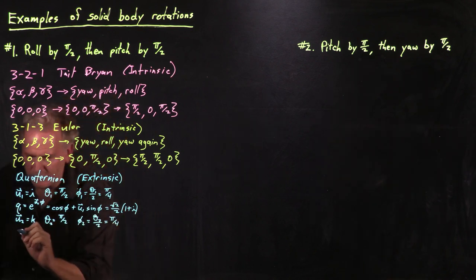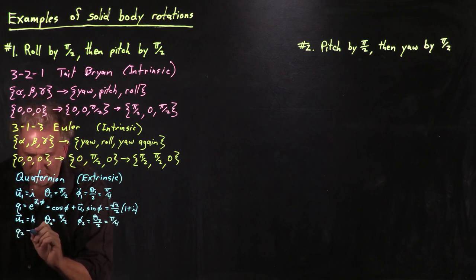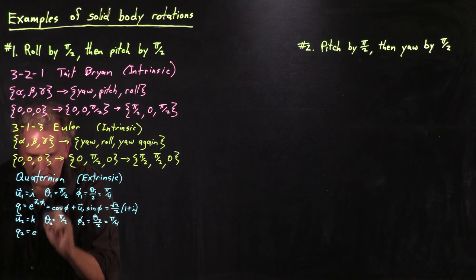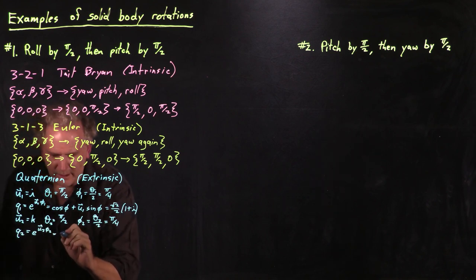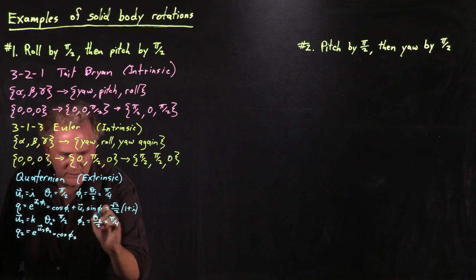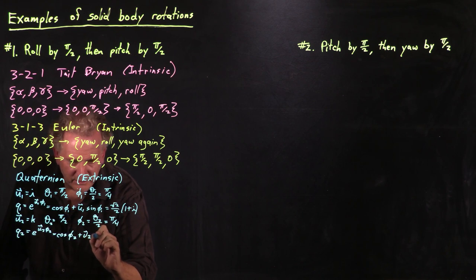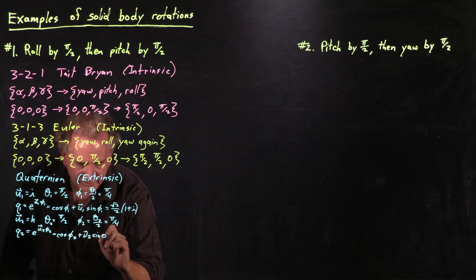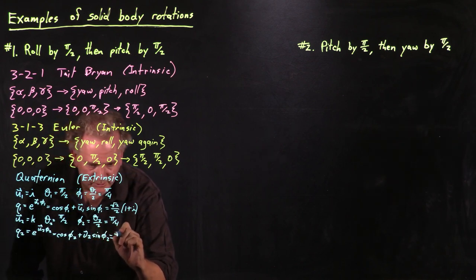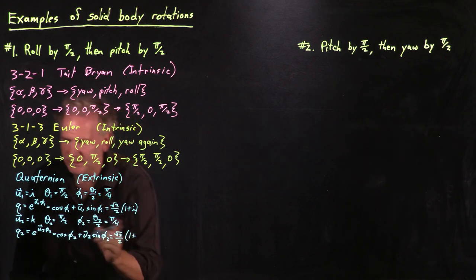And so our q2, our second quaternion that we will use for our second rotation, will be e to the u2 phi 2, which is going to be cosine of phi 2. Sorry, I dropped some ones. Plus u2 times sine of phi 2, which is going to be square root of 2 over 2 times 1 plus, now our u is k.